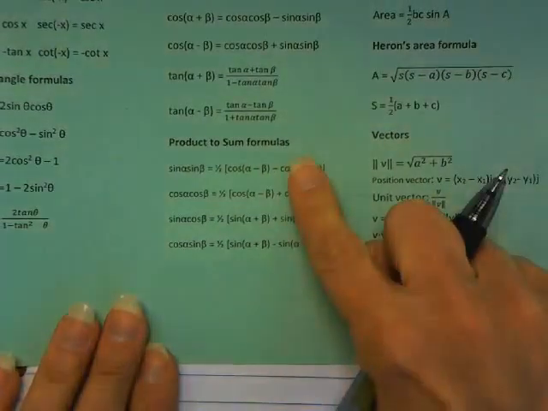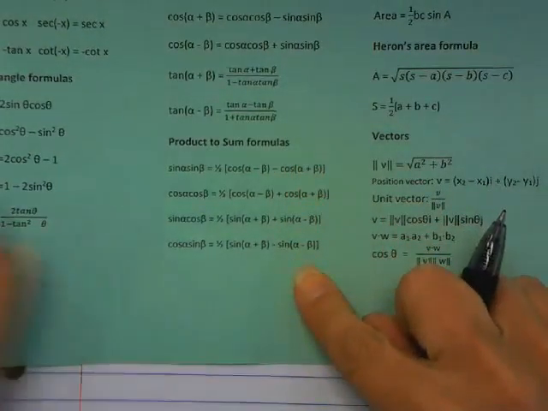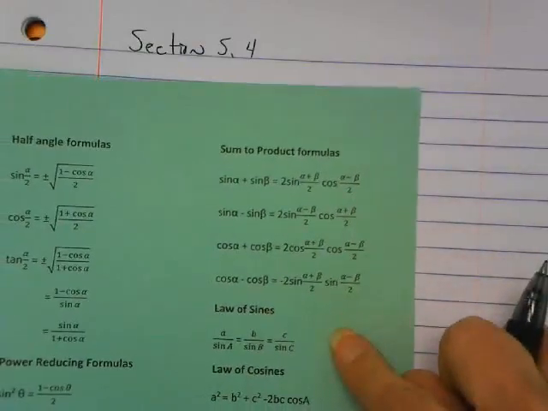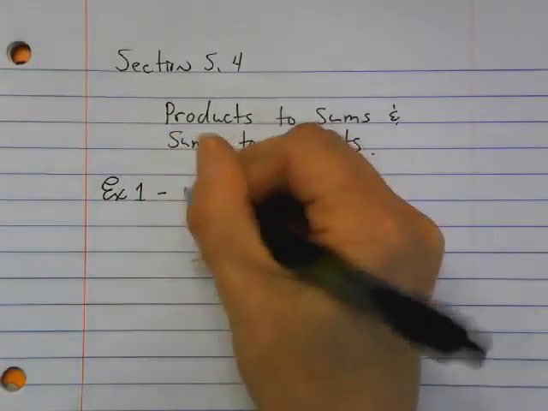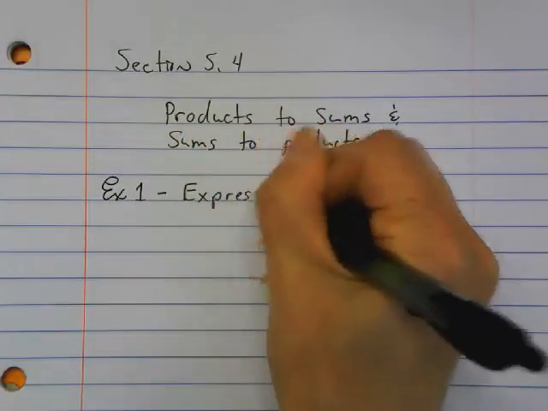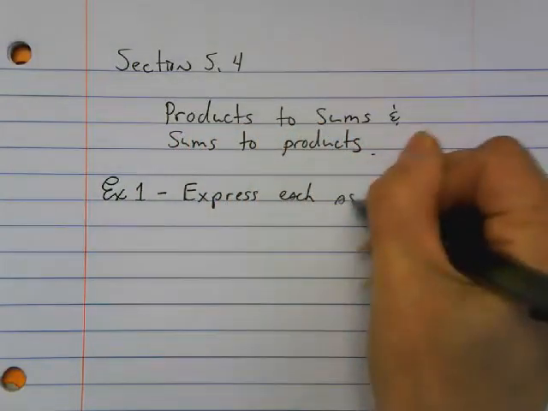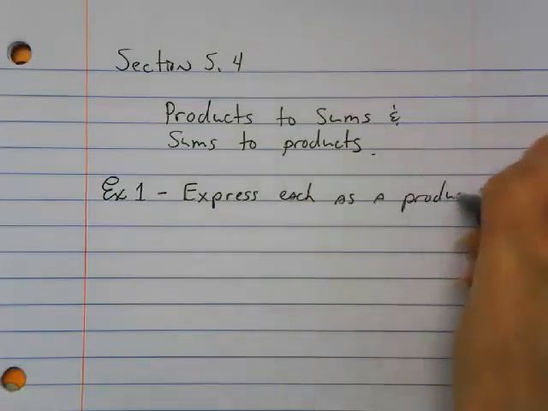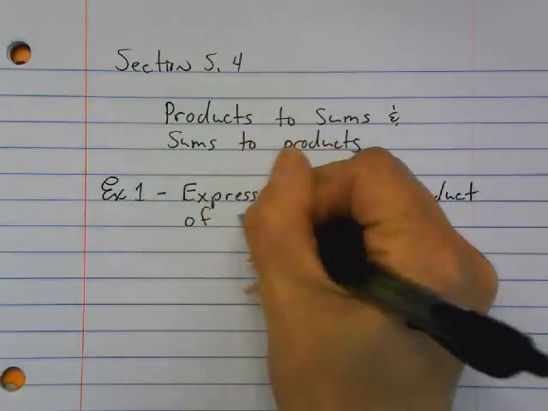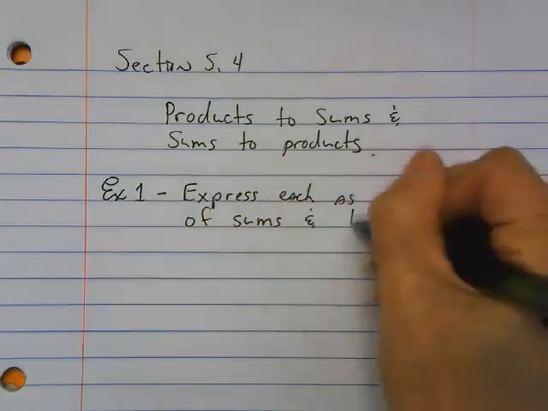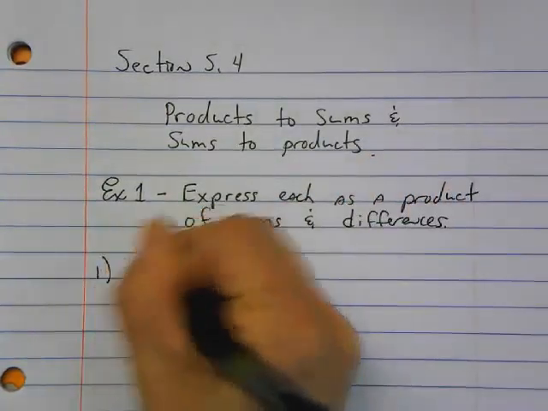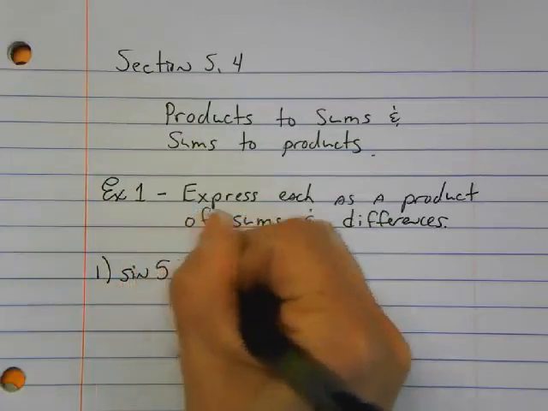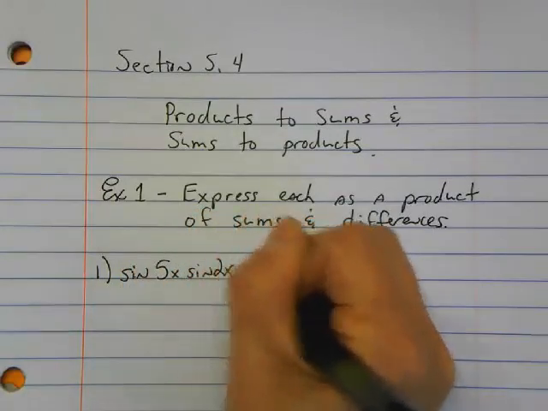Alright, so if you look down here, these are our product to sum formulas, these are our sum to product formulas, okay, so those are the two sections we're dealing with today. And let's just go ahead and jump right into an example. Example 1, express each as a product of sums and differences. So the sine of 5x, sine of 2x.